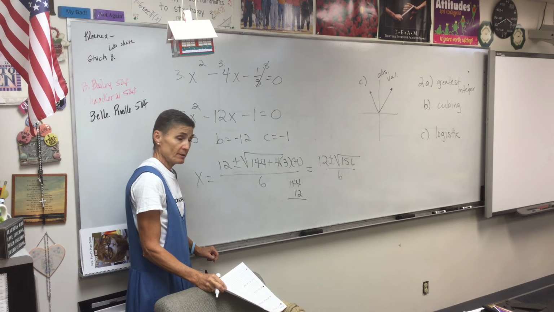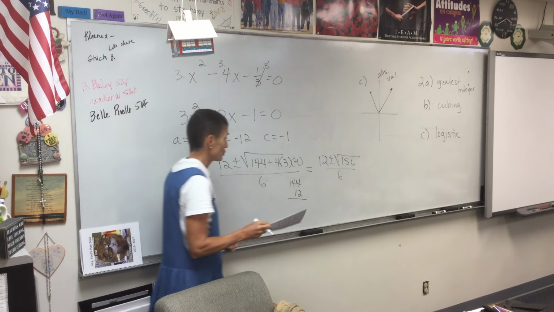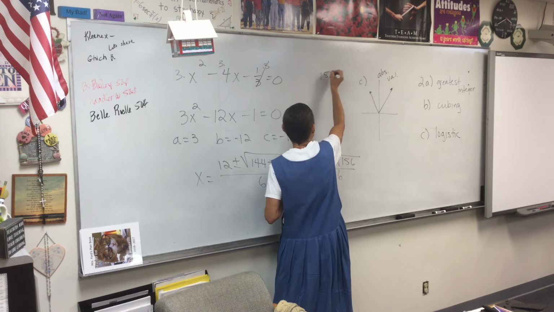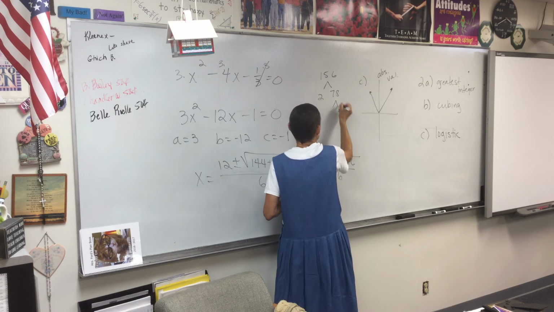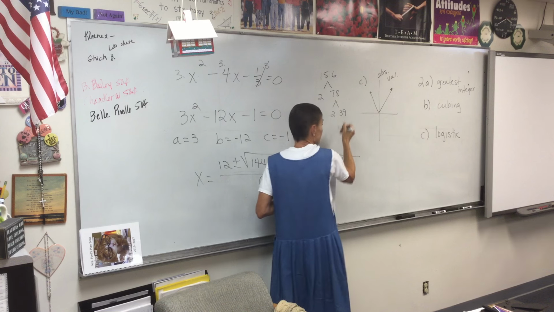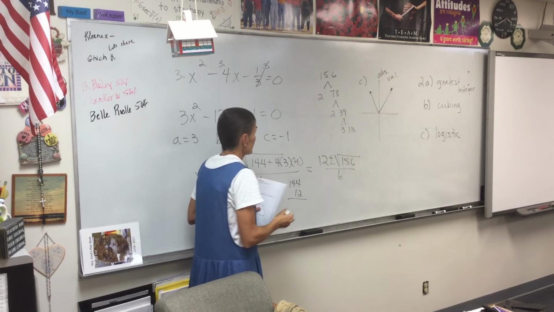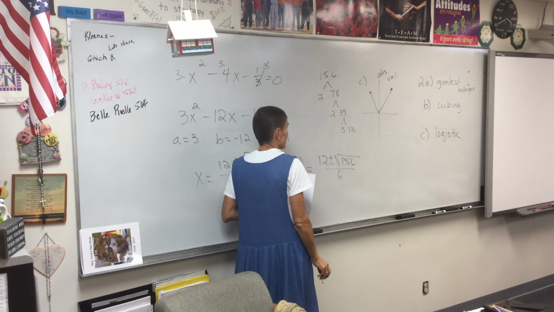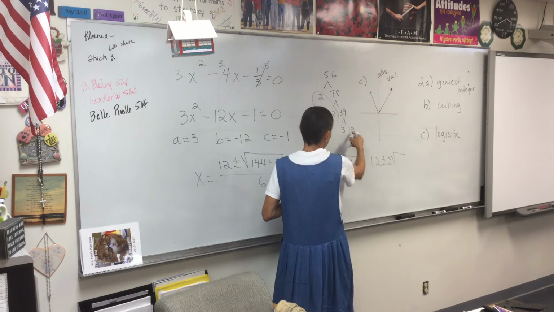Now, you willing to stop there? I hope you're not willing to stop there. You shouldn't stop there. If you stop there, you're even lazier than me. 156, how does it break down? 2 times 78, which is 2 times 39, which is 3 times 13. So it's all broken down. I have 2, 2, 3, 13. I got 2 2's, right? So out comes a 2. 12 plus or minus 2, and inside stays 39.